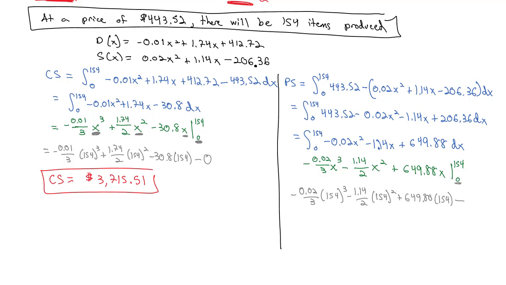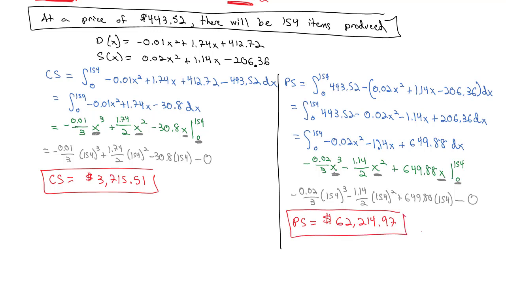And again, you notice when we plug the 0 in, we get 0 times something plus 0 times something plus 0 times something. We're just subtracting 0 off of the end. And so when we put this into our calculator, I think we're ending up with a producer's surplus of $62,214.97.